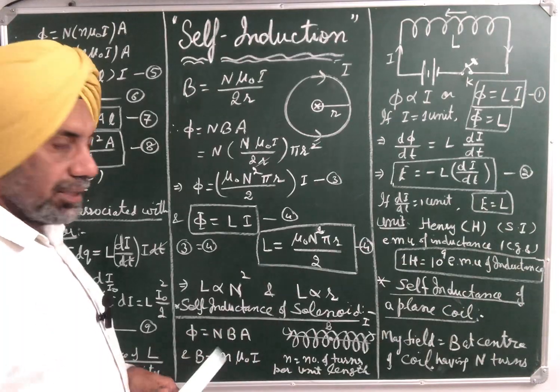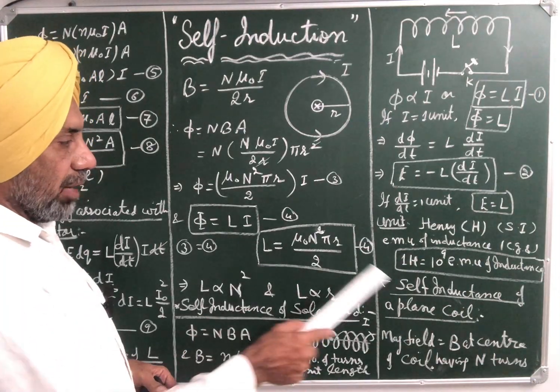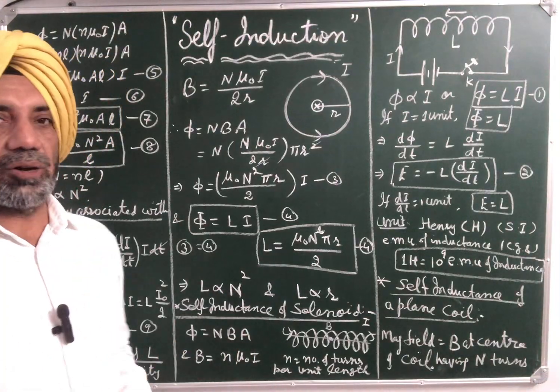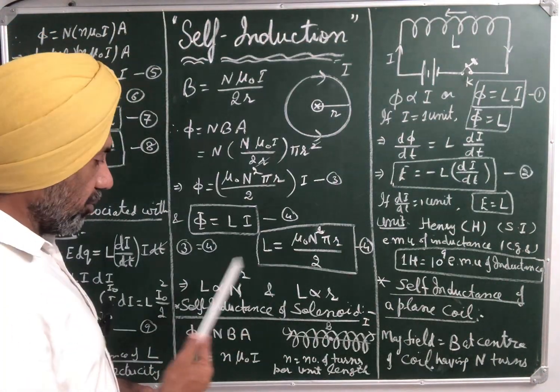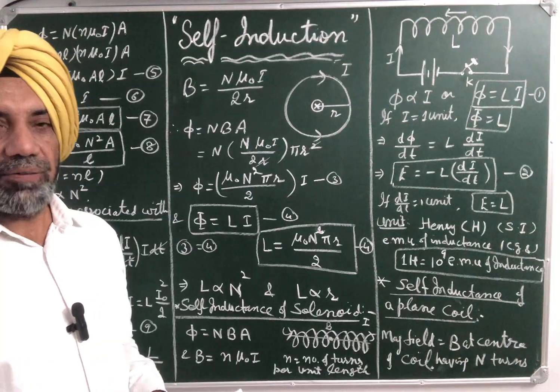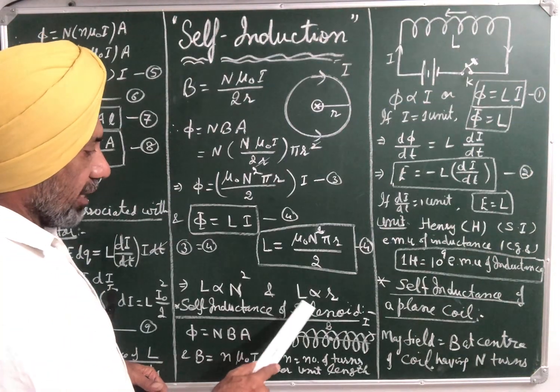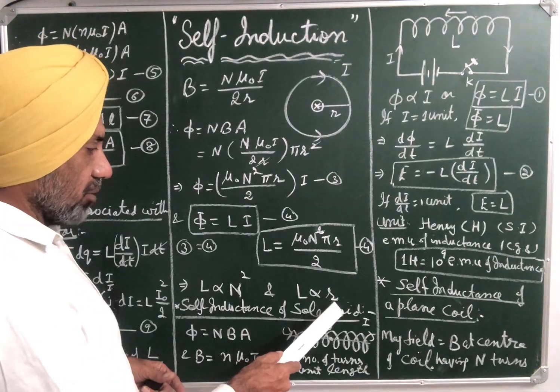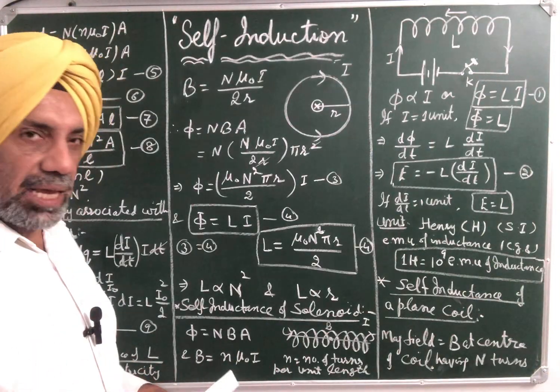And it shows that self-inductance of a plain coil carrying current is directly proportional to the square of the number of turns of the coil. So more is the number of turns, more is the self-inductance. It is directly proportional to radius of the coil. So more is the radius of the coil, more is the self-inductance.